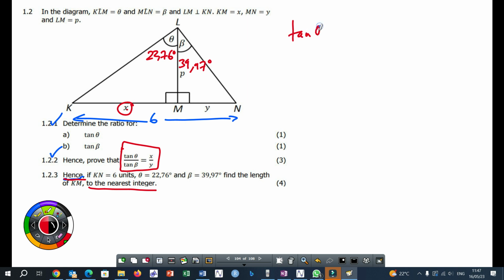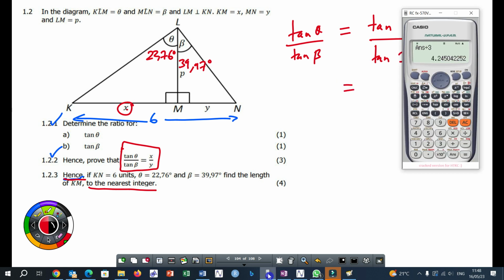So we'll say tan theta over tan beta is going to be equal to tan 22.76 degrees over tan 39.97 degrees. So take out your calculator, so that will be tan 22.76 divided by tan 39.97. I need to close the bracket. But your calculator is very clever. Remember, a calculator gives you an output based on the input, so everything has to be correct.